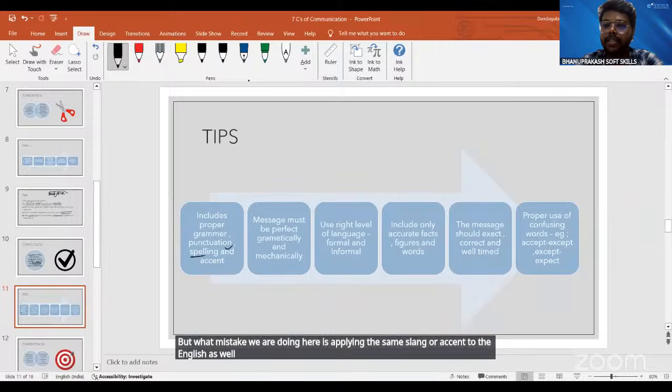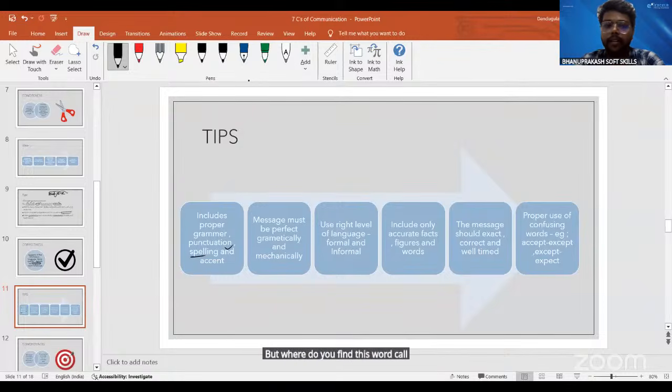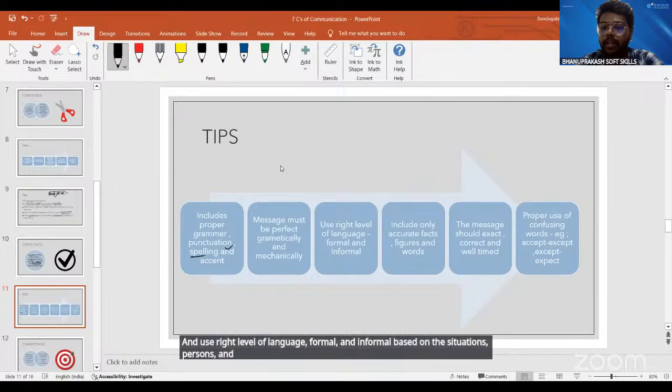We normally say, "I said you now." But where do you find this word called "now"? That's a common saying that we use, but you must not use such kind of things in professional places. The message must be presented grammatically and mechanically correct too, and use the right level of language, formal and informal, based on the situations, persons, and places.